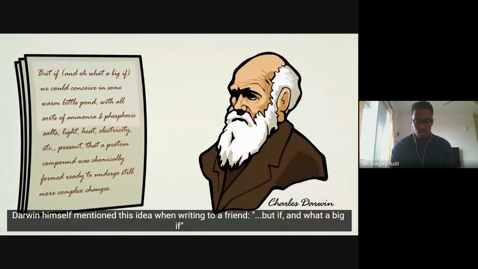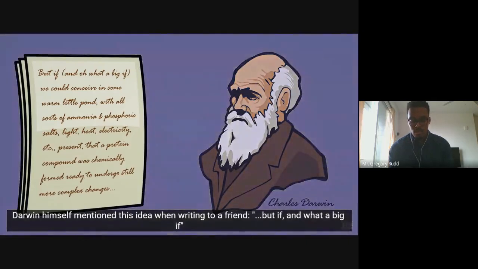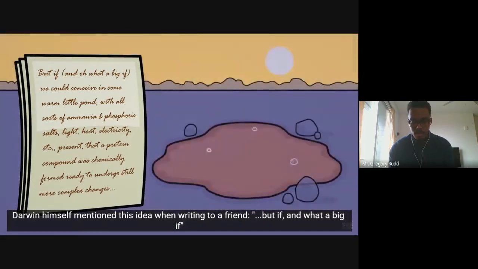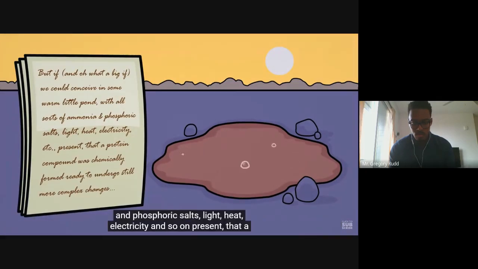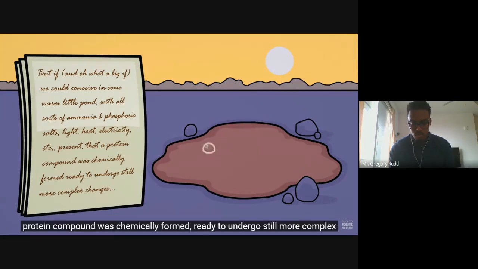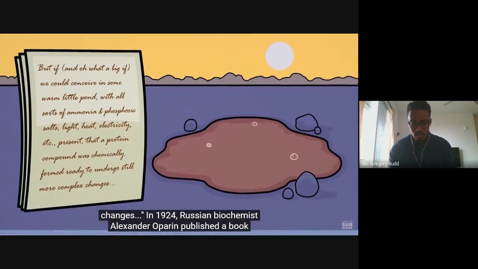Darwin himself mentioned this idea when writing to a friend. But if, and oh what a big if, he wrote, we could conceive in some warm little pond with all sorts of ammonia and phosphoric salts, light, heat, electricity, and so on present, that a protein compound was chemically formed ready to undergo still more complex changes.